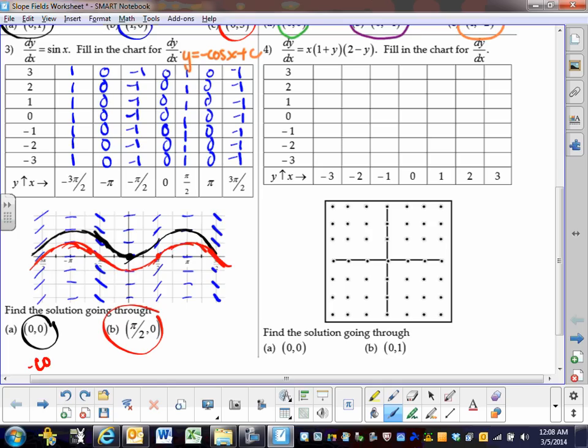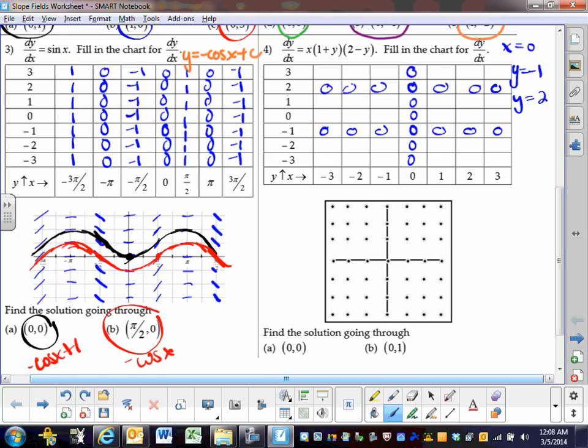So this looks like negative cosine of x plus 1 and just negative cosine of x. Okay, for number 4, I again like to consider where I would have 0 slope. So I would have 0 slope if x equals 0, so everywhere here. I would have 0 slope if y equals negative 1. I'm going to have 0 slope if y equals 2. So that makes this a little easier to draw in.